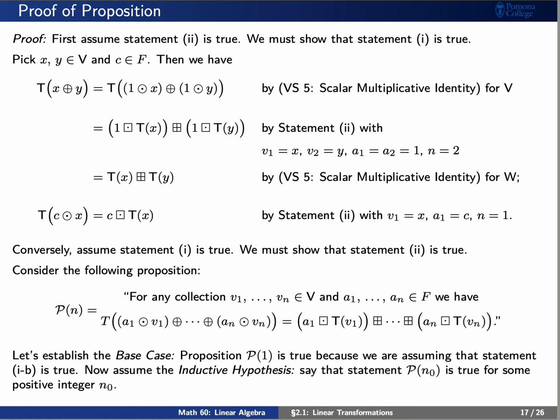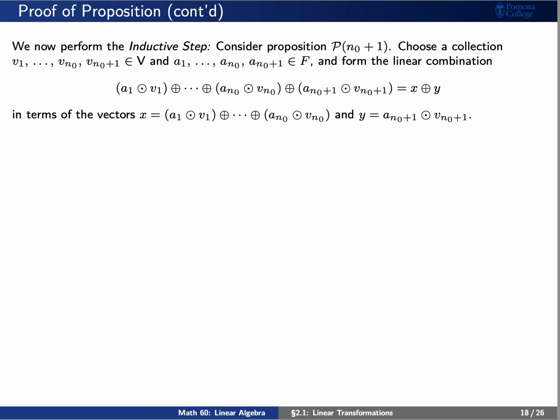So let's assume the inductive hypothesis, that is that our statement P of n0 is true for some positive integer n0. Now we must perform the inductive step, so consider the next, P of n0 plus 1. Let's choose a collection of n0 plus 1 vectors as well as a collection of n0 plus 1 scalars. We'll express our linear combination as x plus y, where x consists of a sum of the first n0 vectors, and y will just consist of the final vector involving v n0 plus 1.